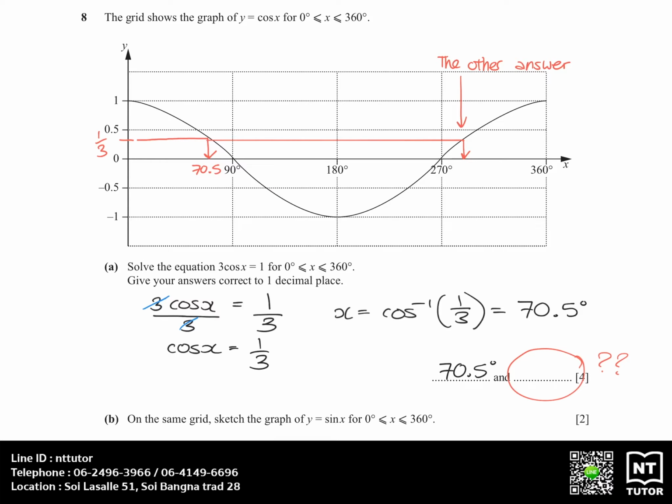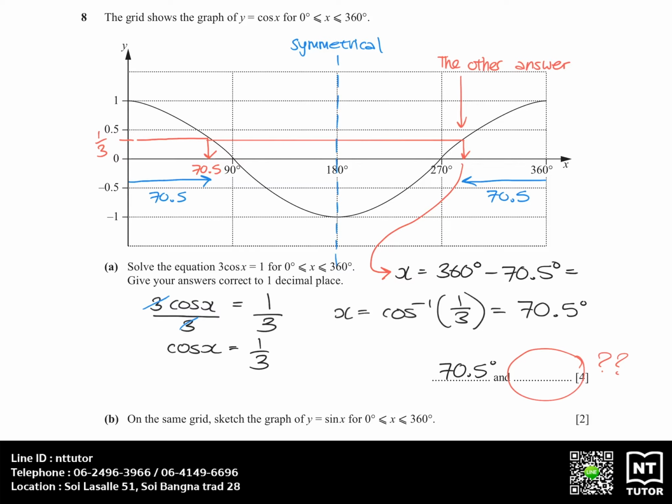The graph of y equals cos x is symmetrical along 180, so if the first answer is 70.5 from 0, then our second answer should be 70.5 from 360. Therefore, the other answer should be 360 minus 70.5.